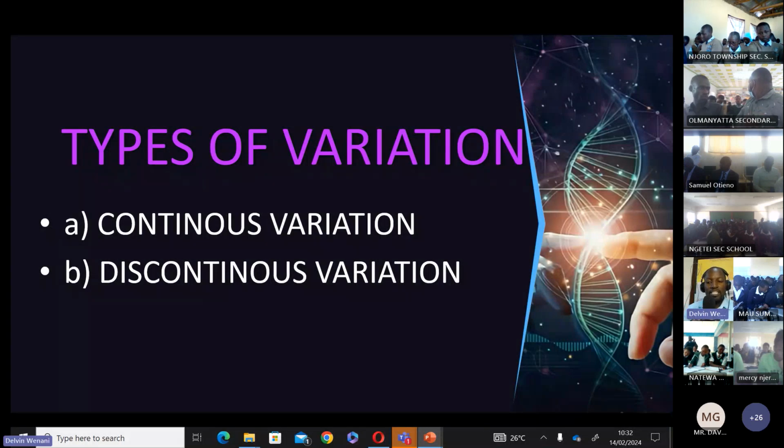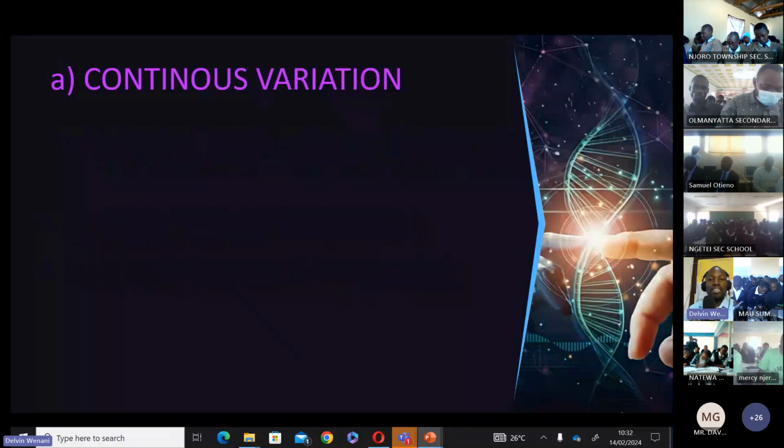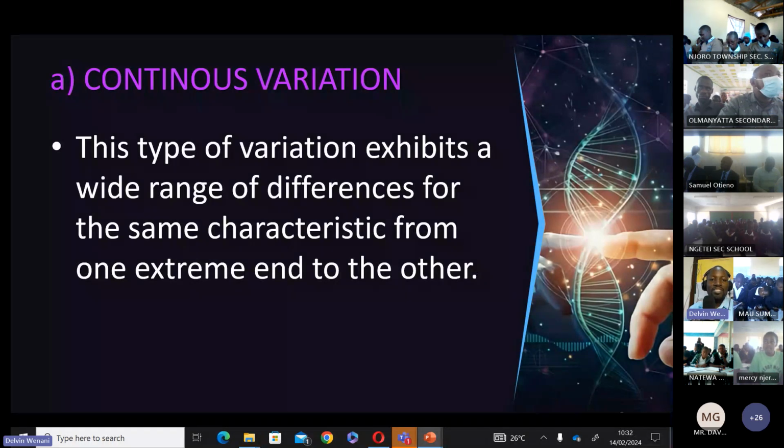Continuous variation is a type of variation that exhibits a wide range of differences. We say it has a lot of intermediates for the same characteristic, from one extreme end to the other. And I'll give you examples in man.